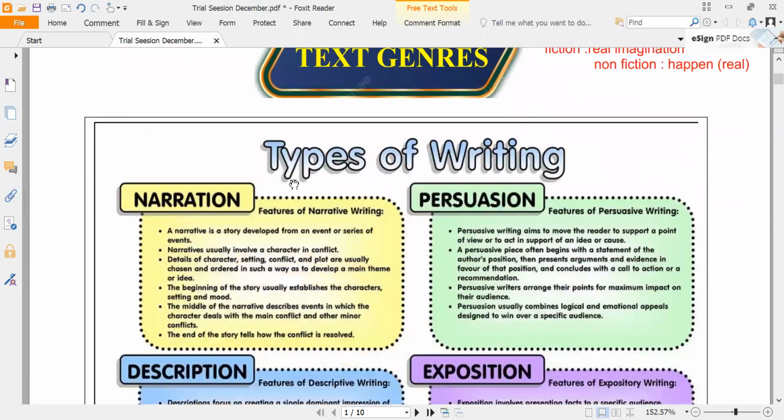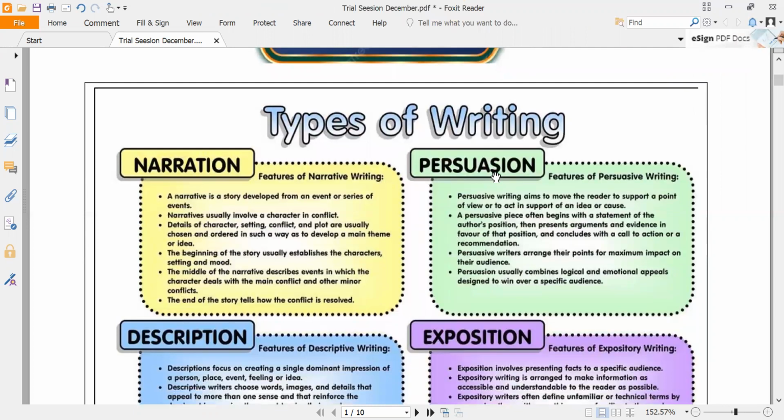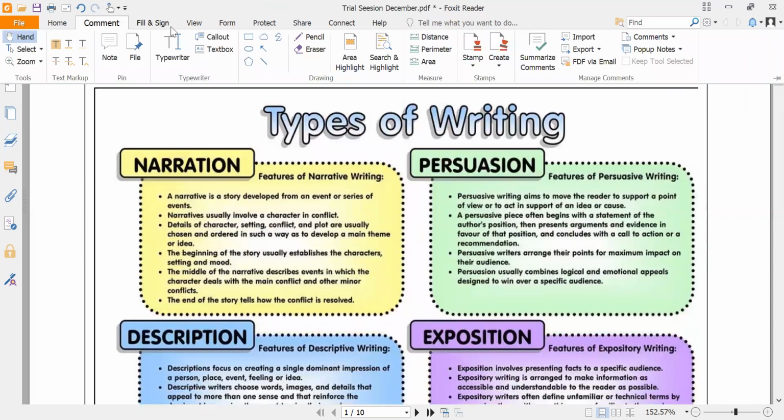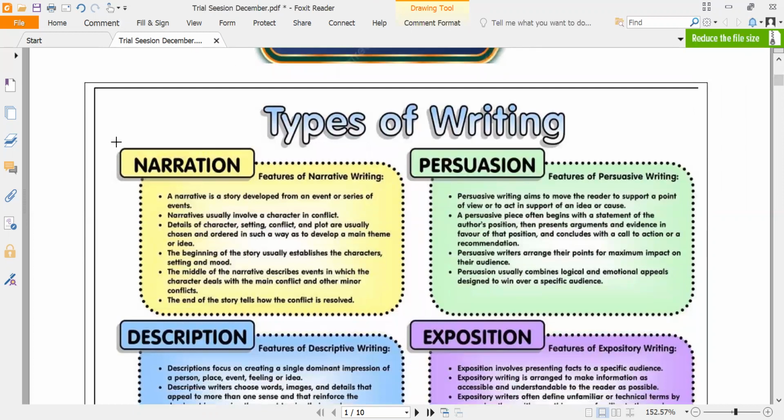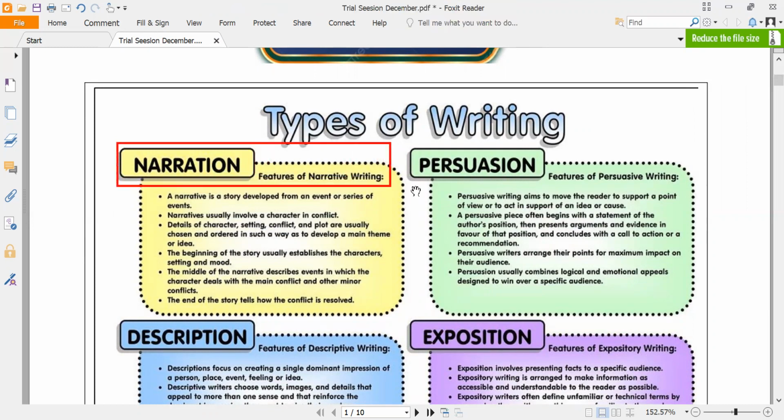Okay, let's move on to the four types of writing, or the four types of text, that I may find in the textbook or even in the exam. In the exam, you may find a narration. This is one type here, narration. Narration means narrative. Do you know what narrative is?